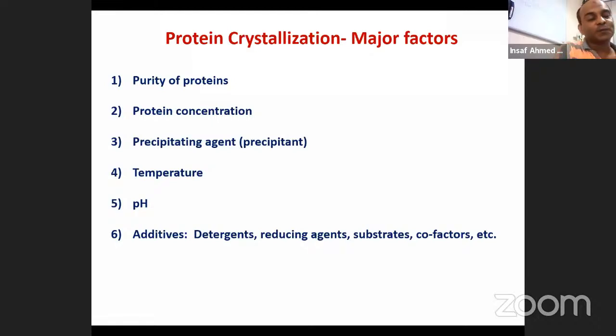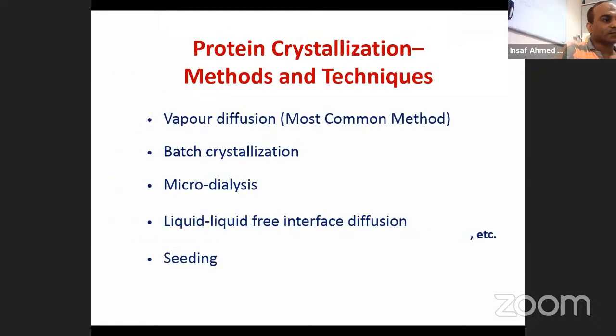So additives are very important for the crystallization. So how will you perform the crystallization? For crystallization, there are several methods actually. A very common method is vapor diffusion. Another is batch crystallization. The third one is microdialysis.